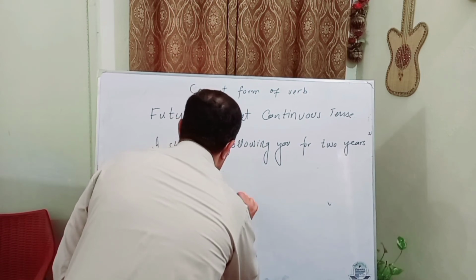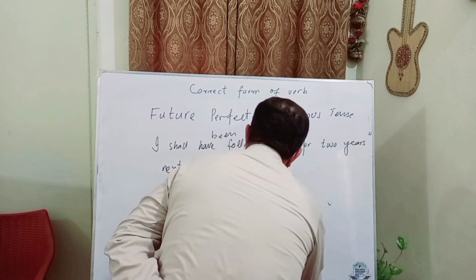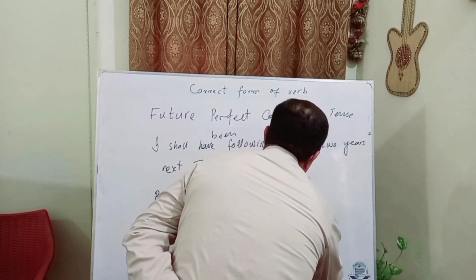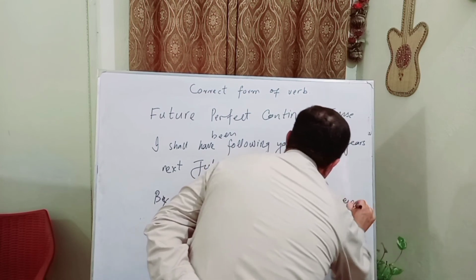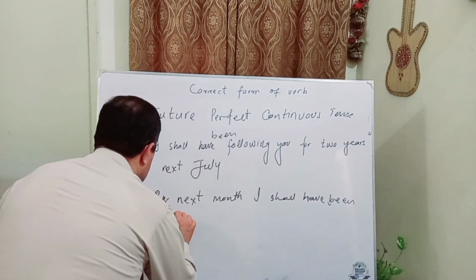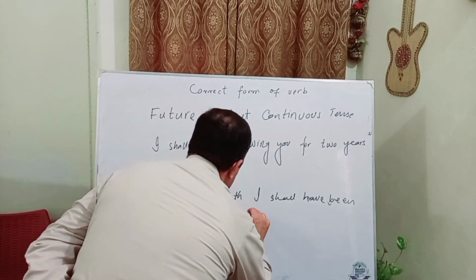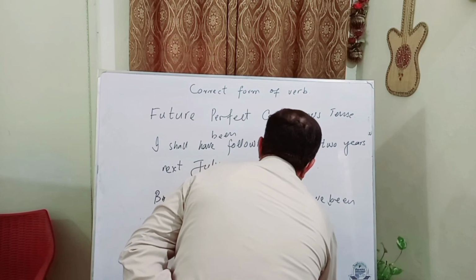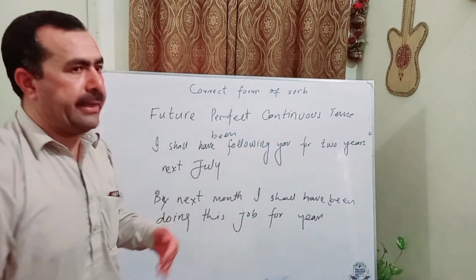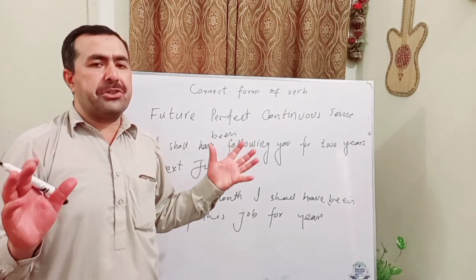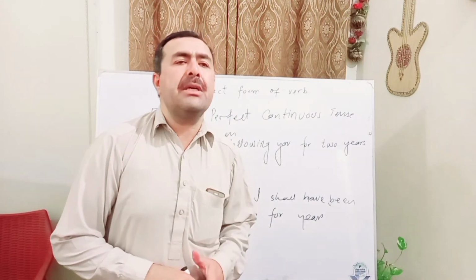By next month I shall have been doing this job for years. So once again I am using it: by the next month some certain action will be completed. So this is about the future.